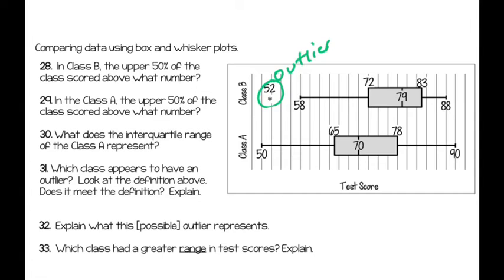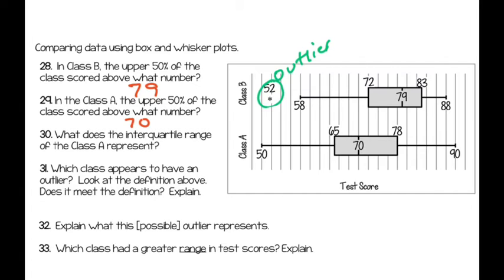So let's answer the questions. Number 28, it says in Class B, the upper 50% of the class scored above what number? So in Class B, upper 50% is above 79. In Class A, the upper 50% was above what? 70. So think about it, you had 50% of the class getting 79 or higher, whereas in Class A, you had 50% getting 70 or higher. So if you think about like what that looks like as far as which class did better, something to think about.